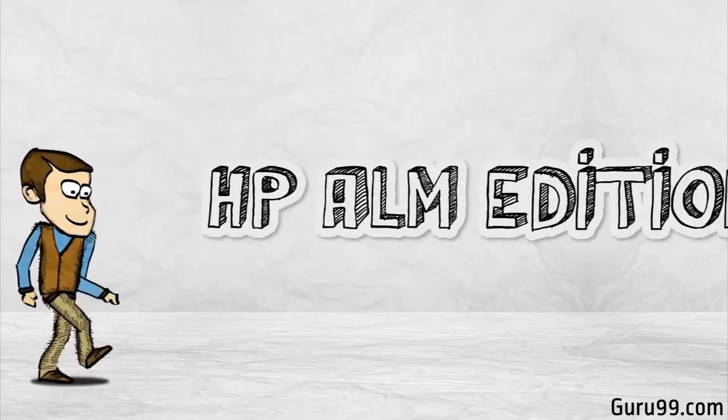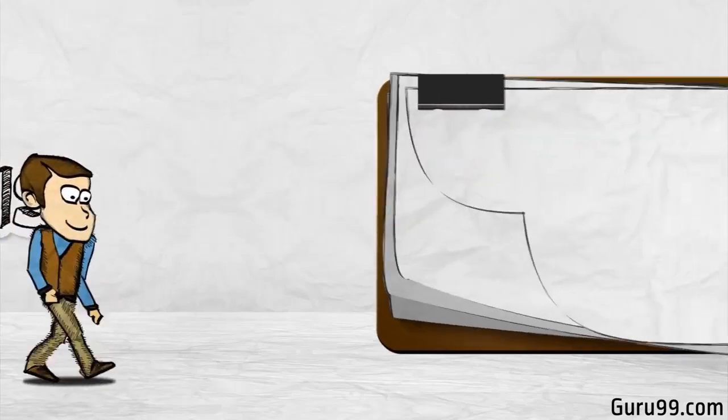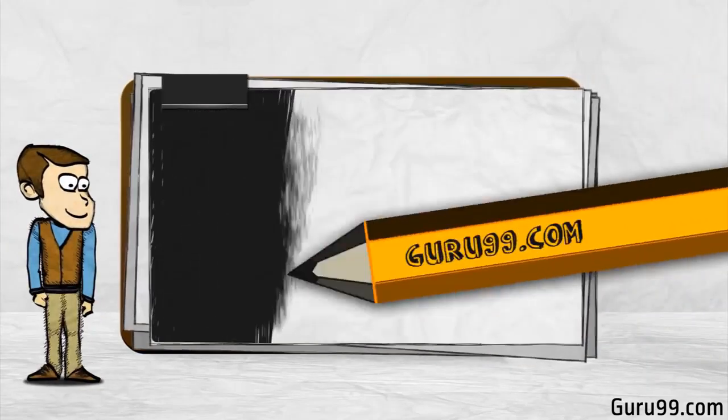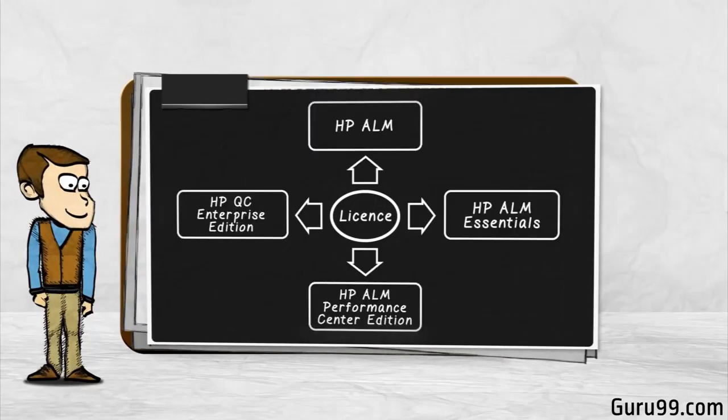HP ALM Editions. HP ALM is a commercial licensed tool, and HP distributes ALM in 4 different flavors. Each one of the licenses allows users to access certain ALM functions. Let's study why you would purchase a particular version and whom it is suited for. HP ALM. This license is a best fit for organizations that need complete access to all modules to support the entire development and test lifecycle.